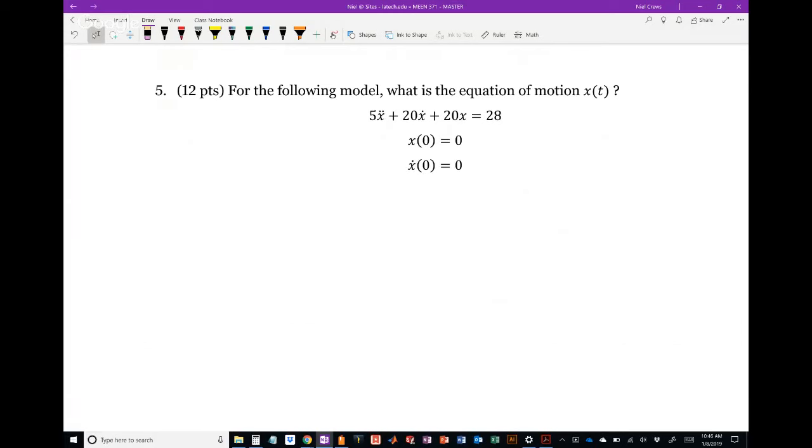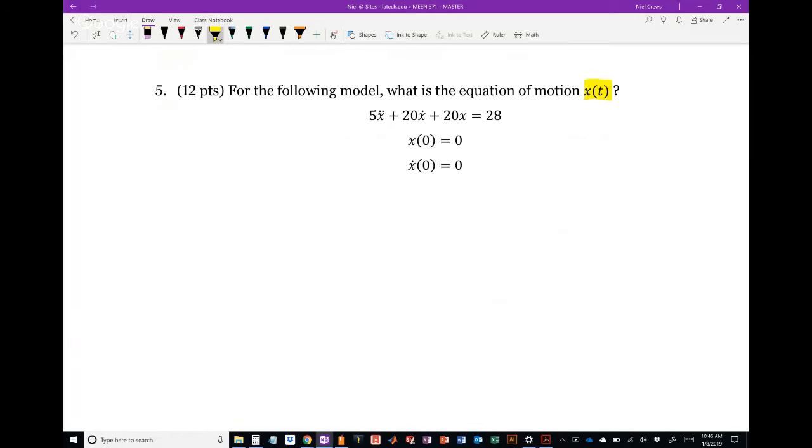All right, next, let's look at problem 5. What is the equation of motion, x of t? Okay, so what we're trying to solve here is x of t. We've got a second order ordinary differential equation. We've got zeros here. There's a number of ways to solve this.